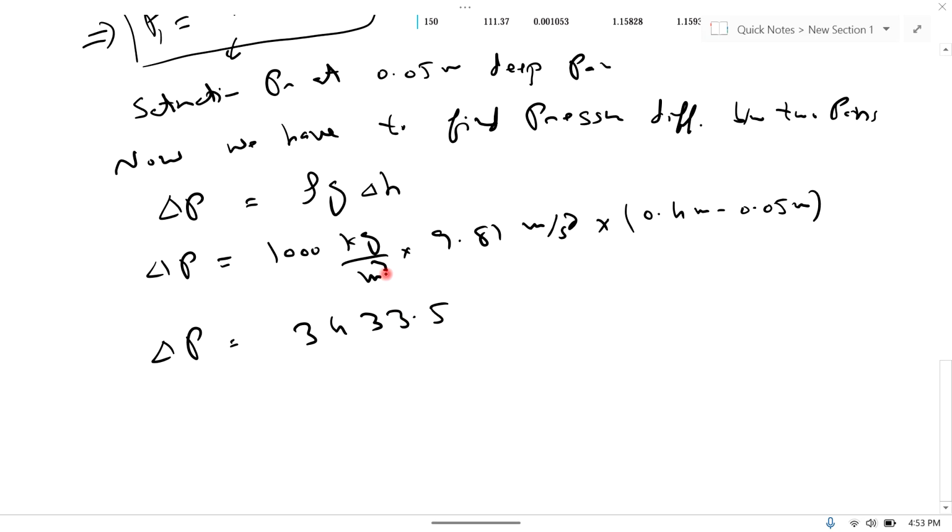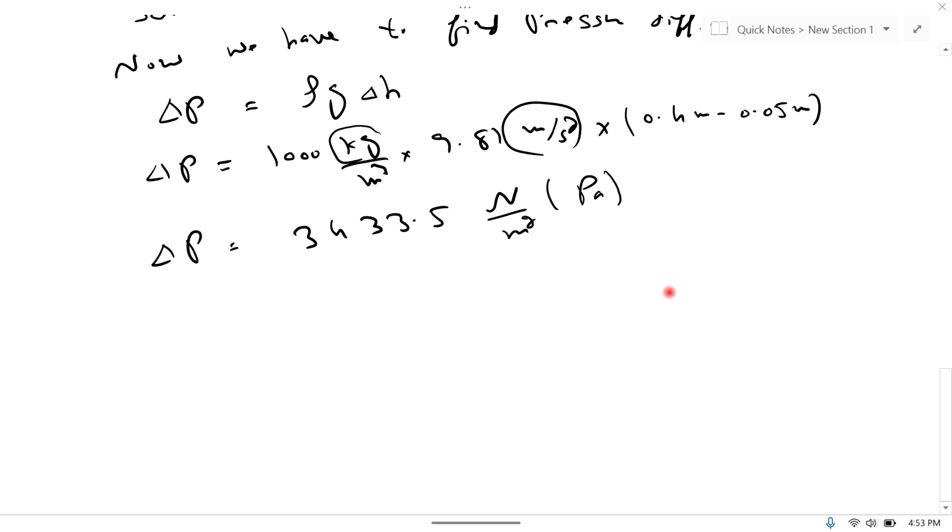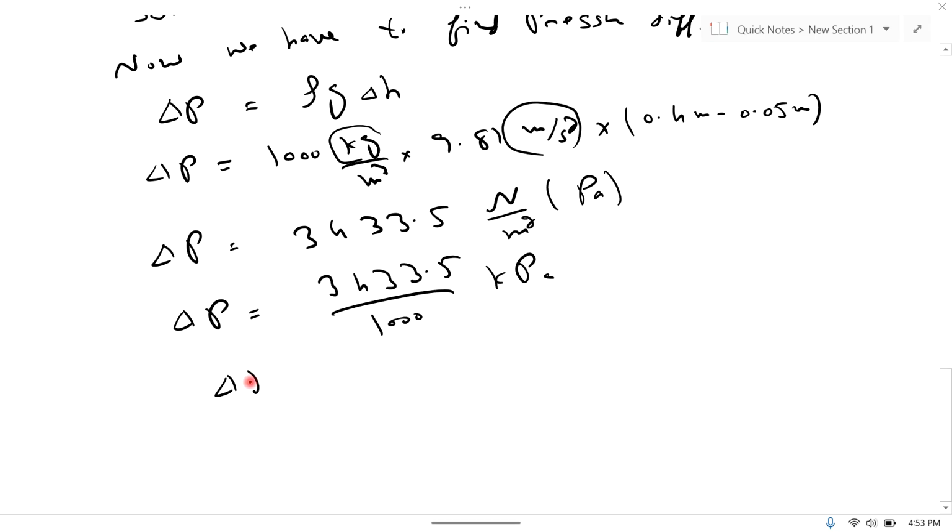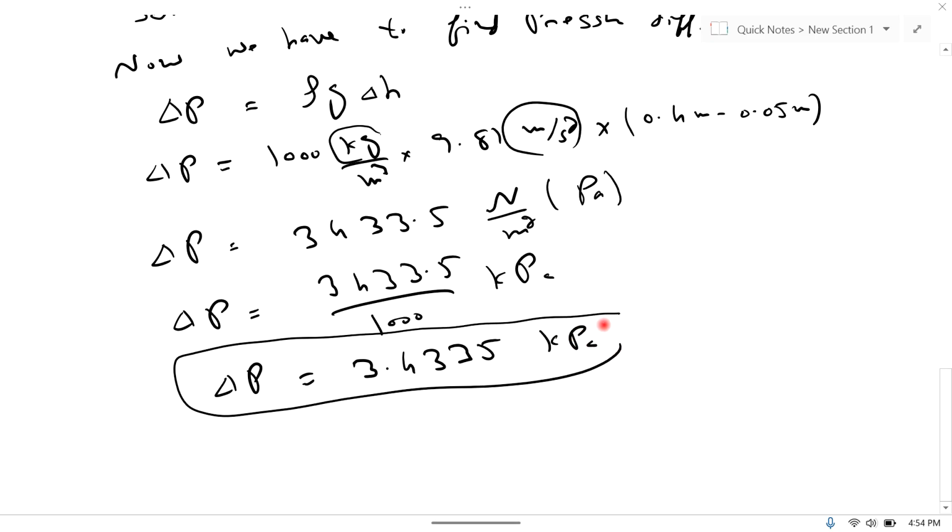The answer will be 3433.5 kilogram per meter second squared, which is equal to Newton per cubic meter times meter, so the difference of this unit will be meter. Meter and meter will cancel, so this will be Newton per square meter, and Newton per square meter is equal to Pascal. So convert this to kilopascal by dividing by 1000. So delta P is equal to 3.4335 kilopascal.